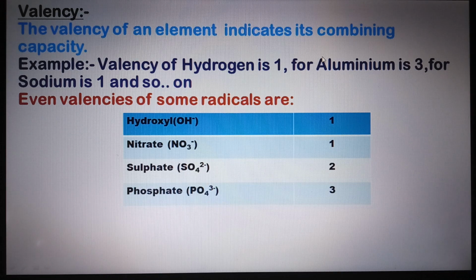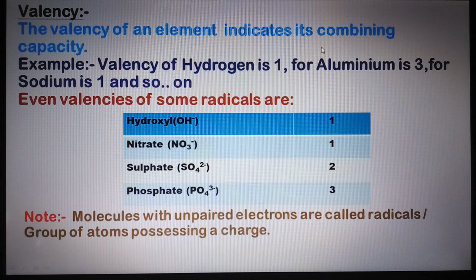So this way we can count the valency of radicals and understand the various different groups of atoms possessing a charge. Note, molecules with unpaired electrons are called radicals. In other words, we can say groups of atoms possessing a charge are called radicals. Here, these are all examples of radicals because more than one type of atom together possesses a charge, and that is its valency.